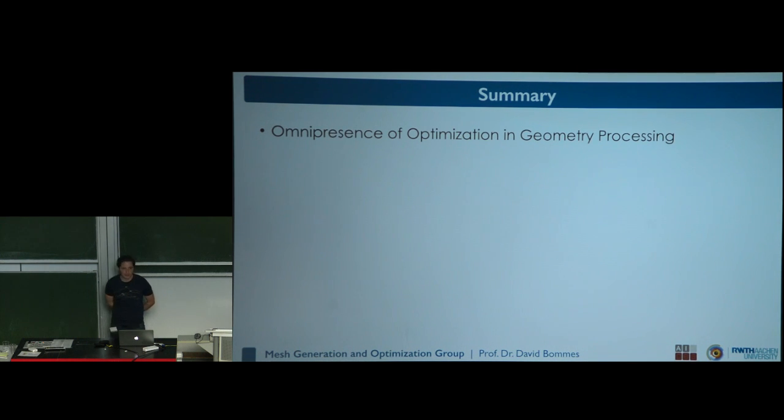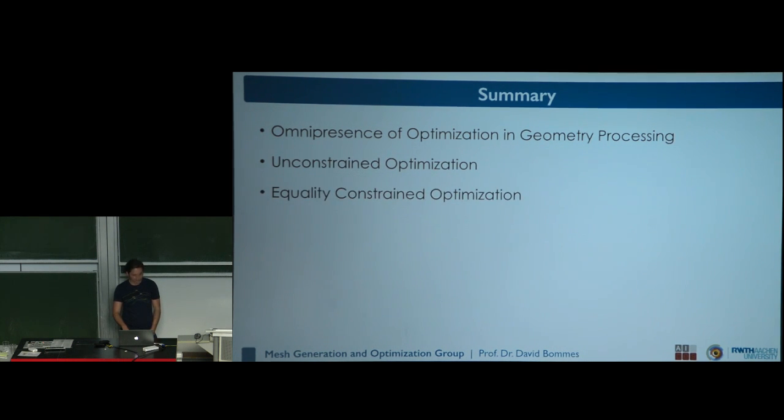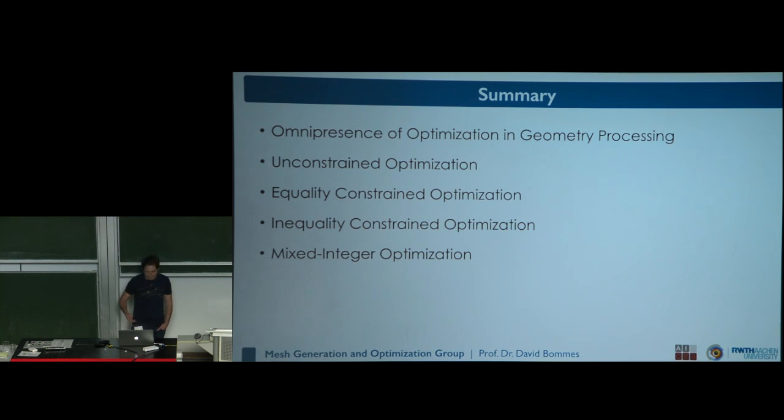Alright, so this brings me to the end of this course. So let's summarize. We saw, or you in particular will see in the next week, that there's omnipresence of optimization in geometry processing. So I think nowadays it's really important to understand some basics about optimization to follow what's going on in the community. We talked about unconstrained optimization, equality constraint optimization, inequality constraint optimization, and mixed integer optimization. So these are all broad classes, and in this course we wanted to give you a rough overview, that you see some examples, you get a kind of intuition which classes exist and what you can do with them.